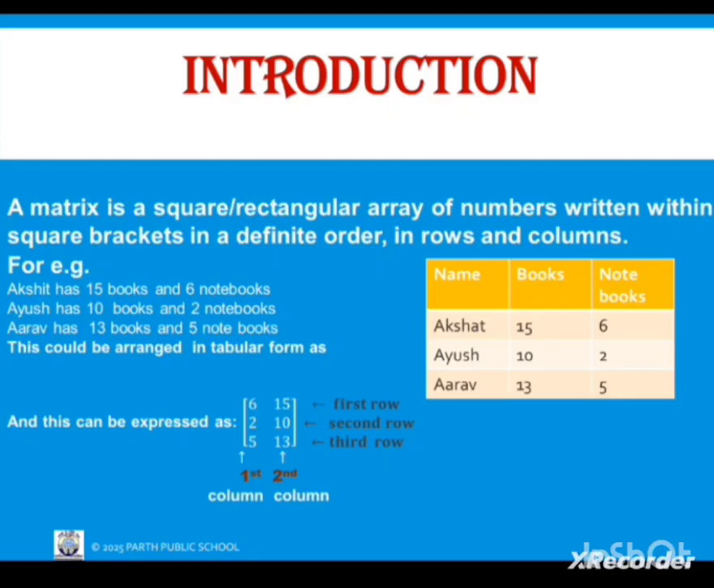At the end, you can see that there is a rectangular array, and the data is in the form of rows and columns. The vertical line represents the first column, the second vertical line represents the second column. If we see this information horizontally, 6 and 15 represent the first row, 2 and 10 represent the second row, and 5 and 13 represent the third row. So dear students, we can arrange the same information in another form that is called the matrix.